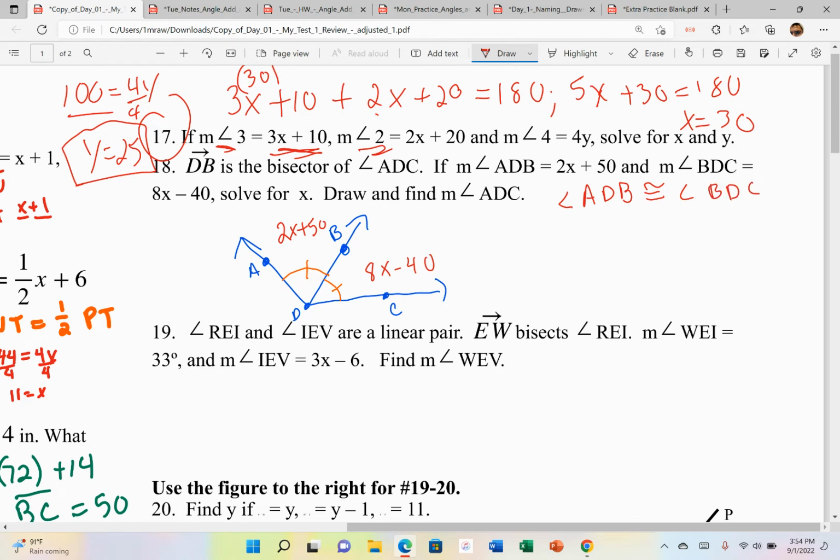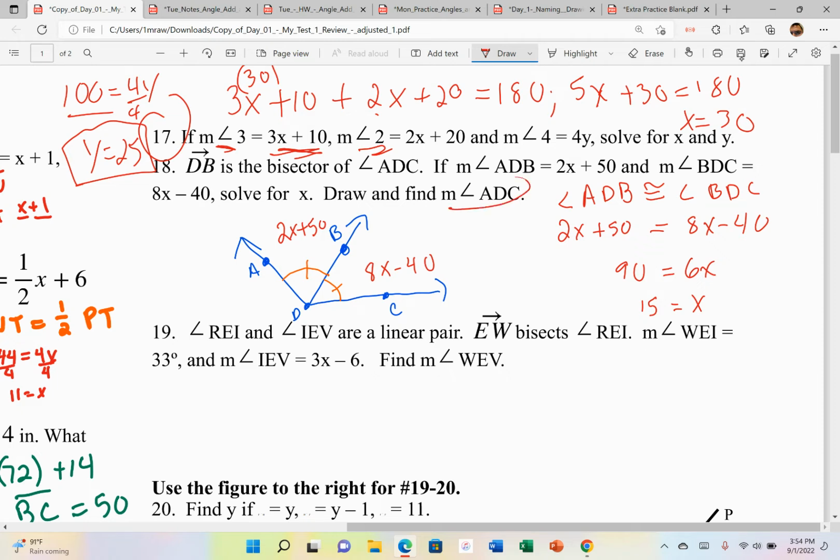Right? Those two angles are congruent. So that means that 2x plus 50 is equal to 8x minus 40. Solving for x, we get 6x equals 90. Divide both sides by 6. So 90 divided by 6 is 15. So x equals 15. So we solve for x.